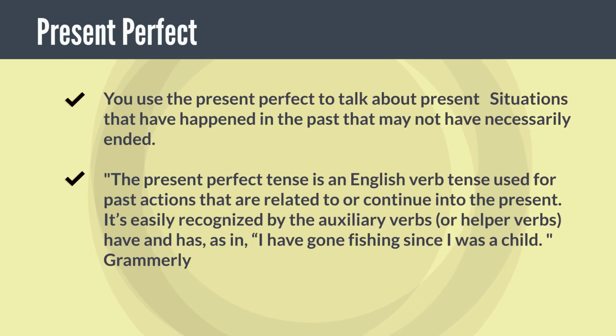Present perfect. You use the present perfect to talk about present situations that have happened in the past that may not have necessarily ended. The present perfect tense is an English verb tense used for past actions that are related to or continue into the present. It's easily recognized by the auxiliary verbs, or helper verbs, have and has, as in, I have gone fishing since I was a child.